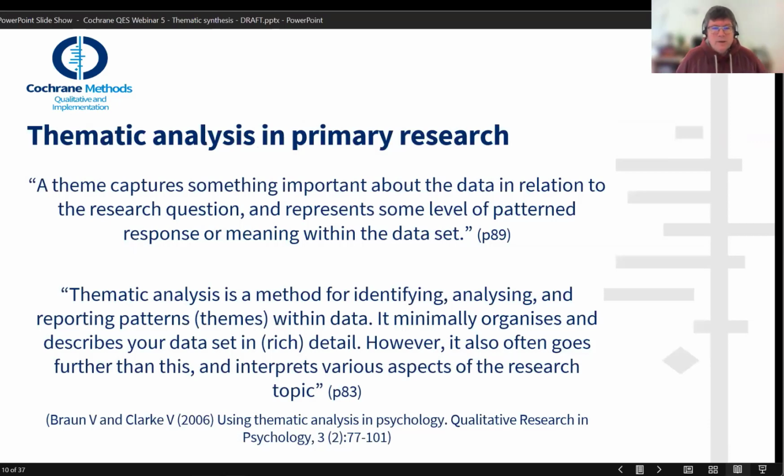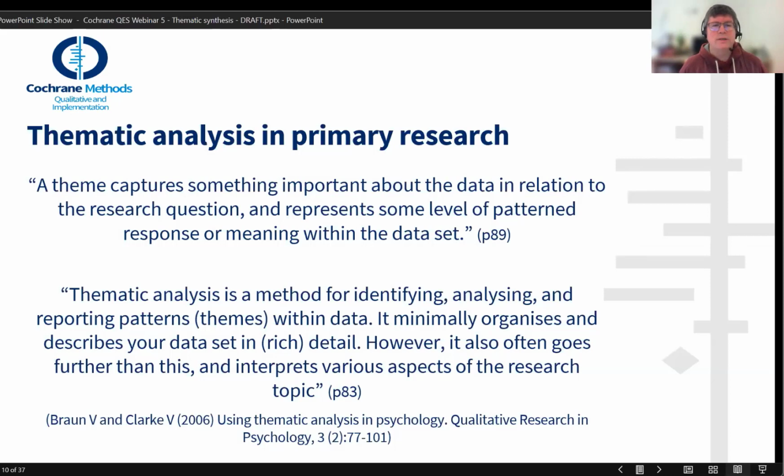There's been a paper which was actually published before the 2008 paper, which would have been really helpful to have seen at the time when we were working on the method. It's from 2003, and it's a great paper if you've not seen it and you're interested in thematic analysis and thematic synthesis. It's definitely got to be on your reading list. It's Braun and Clarke's paper, which looks at thematic analysis in primary research, and they define some of the key concepts quite nicely.